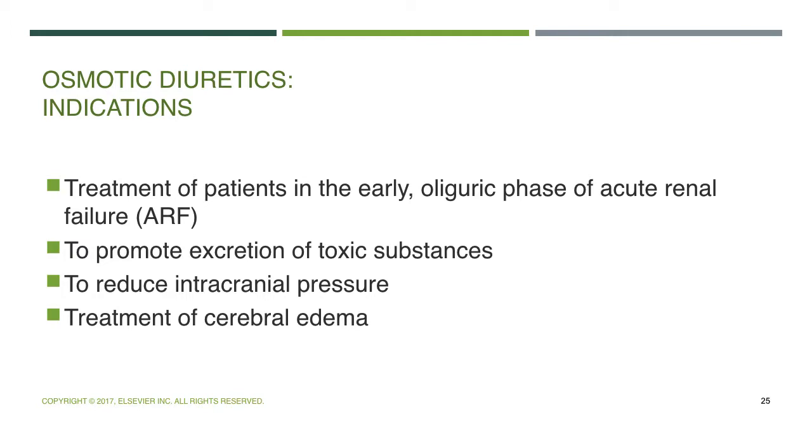So the indication for using these osmotic diuretics is treatment of patients in the early oliguric phase of acute renal failure. The oliguric phase, like it says, is that they are not putting out any urine. It's also to promote the excretion of toxic substances, to reduce intracranial pressure, and as a treatment for cerebral edema.